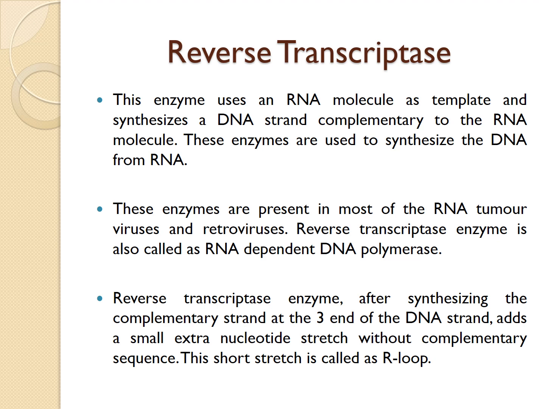Another important enzyme is called reverse transcriptase. This enzyme uses an RNA molecule as a template and synthesizes a DNA strand complementary to the RNA molecule. These enzymes are used to synthesize DNA from RNA. They are present in most RNA tumor viruses and retroviruses. This will be helpful for DNA-dependent DNA polymerase. After synthesis of the complementary strand, the reverse transcriptase adds an extra nucleotide stretch without a complementary sequence. This structure is called an R loop.